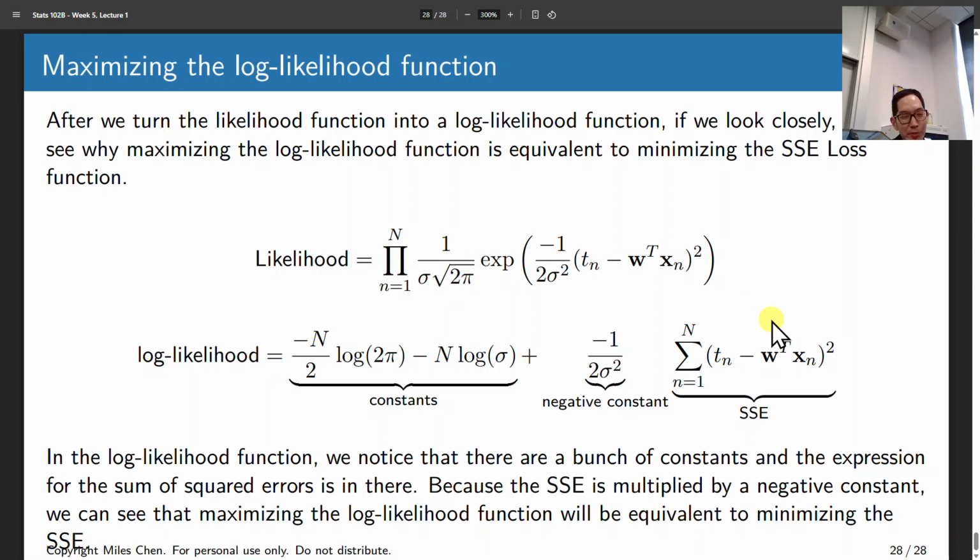Okay, so we'll wrap things up here for today, just doing a review of maximum likelihood estimation.